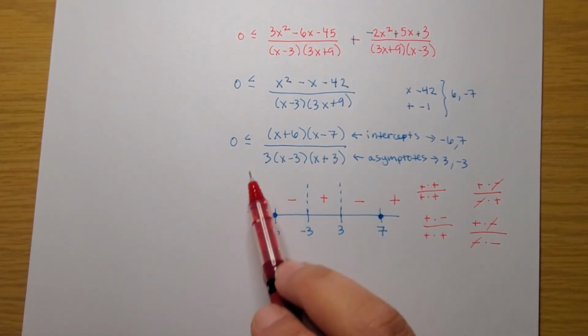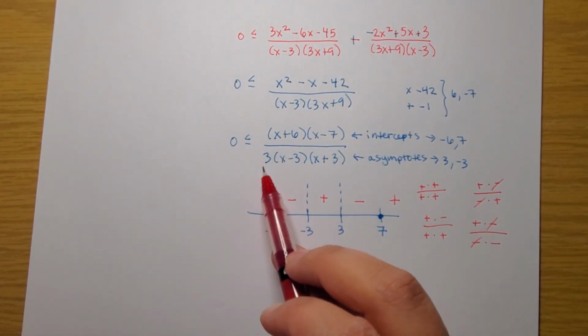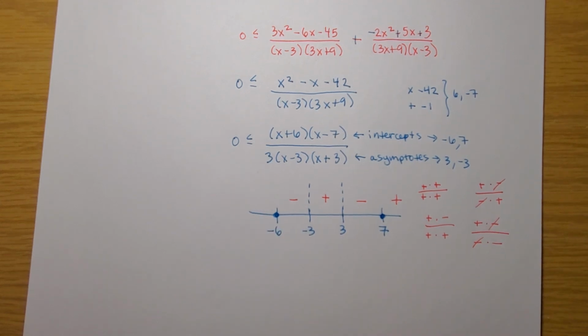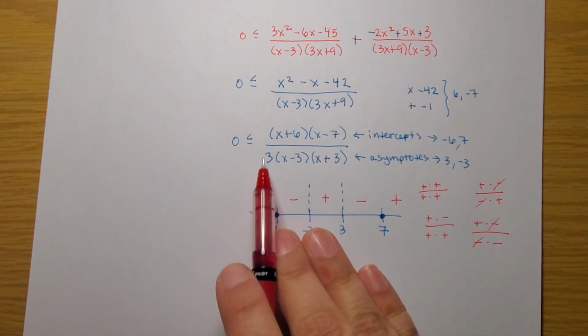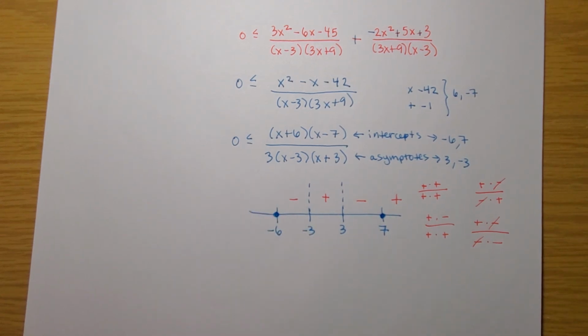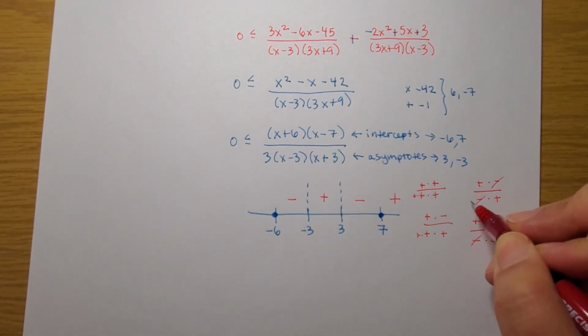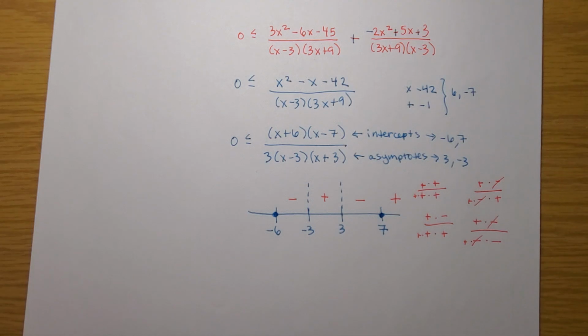And by the way, if you're wondering why I'm ignoring this 3 out front here, that's because it's a positive 3. And if you multiply anything by a positive, it won't impact the sign. Right? If this was a negative 3, I'd have to pay attention to it. But since it's positive, I get to ignore it. If you want to, you could think of it as just being a positive down in the bottom the whole time.